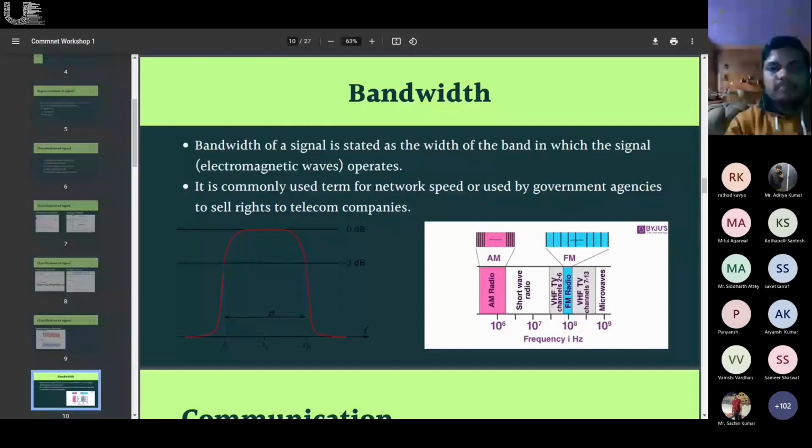Okay. So it is a commonly used term for network speed, or used by government agencies to sell rights to telecom companies. Like in some movies, you have seen that while they are tuning the radio and they catch some signal, if they tune it perfectly, then they can listen to something which is not audible to our normal ear, right? Has anyone seen this kind of scene?